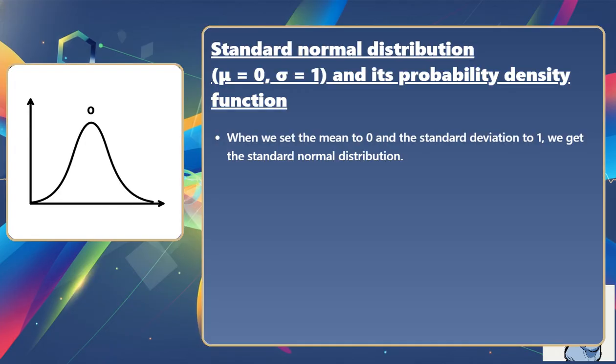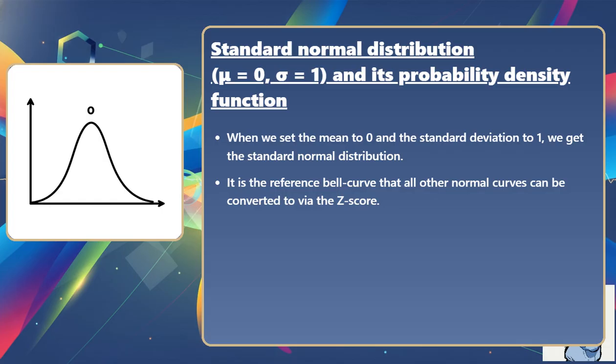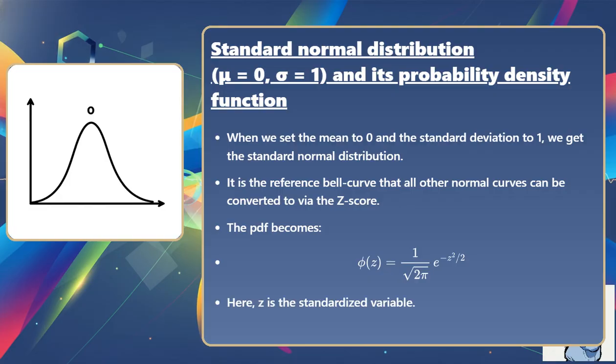When we set the mean to 0 and the standard deviation to 1, we get the standard normal distribution. It is the reference bell curve that all other normal curves can be converted to via the z-score. The probability density function becomes phi of z equals 1 divided by the square root of 2 pi times e to the negative z squared over 2. Here z is the standardized variable.